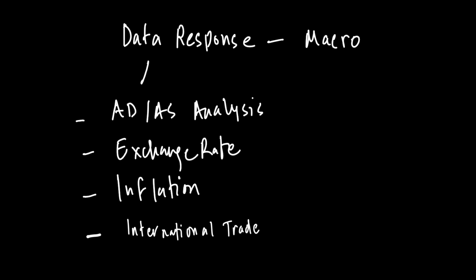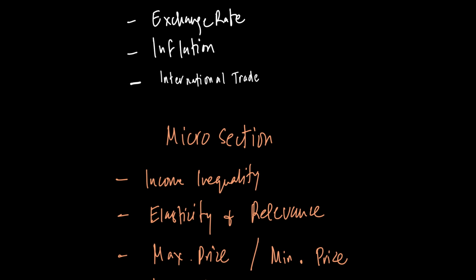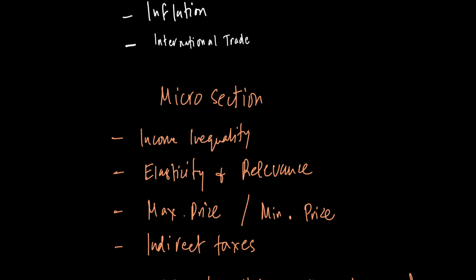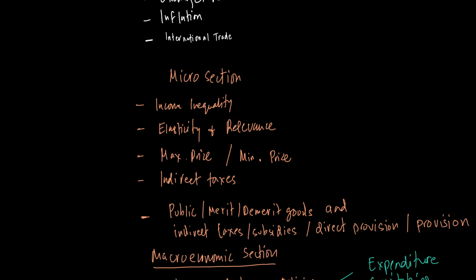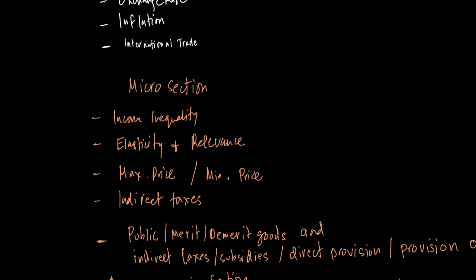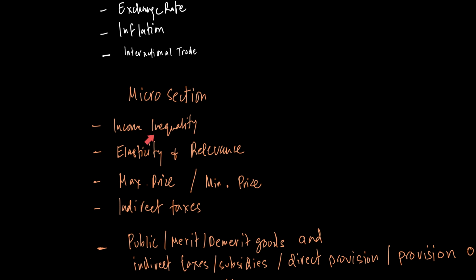Now when you look at the sections, we have three: the data response, the micro and the macro section. In the micro section, my prediction is more about income inequality, because that's a topic that has been added. Then elasticity and its relevance, which includes your PED, YED and XED. There is PES, tested very recently, so I have a feeling it may not get tested, but PED, YED and XED and their relevance are a very popular exam topic.